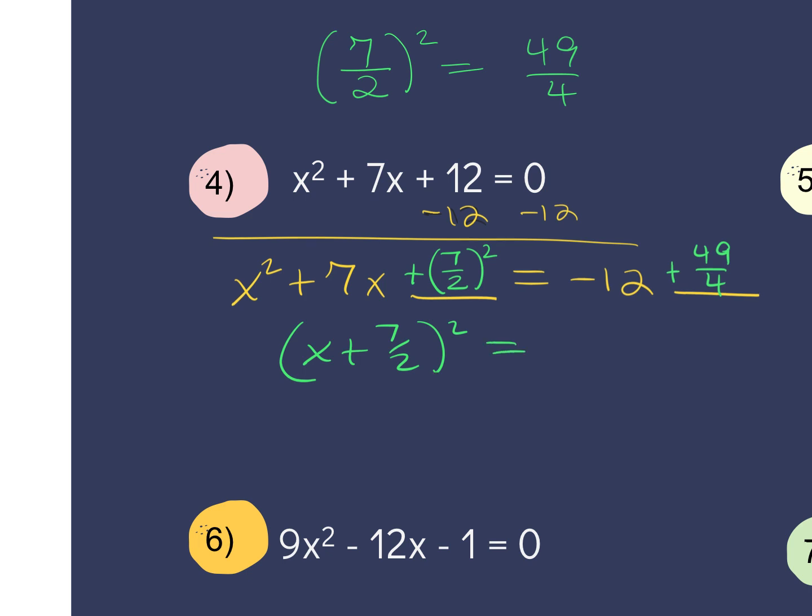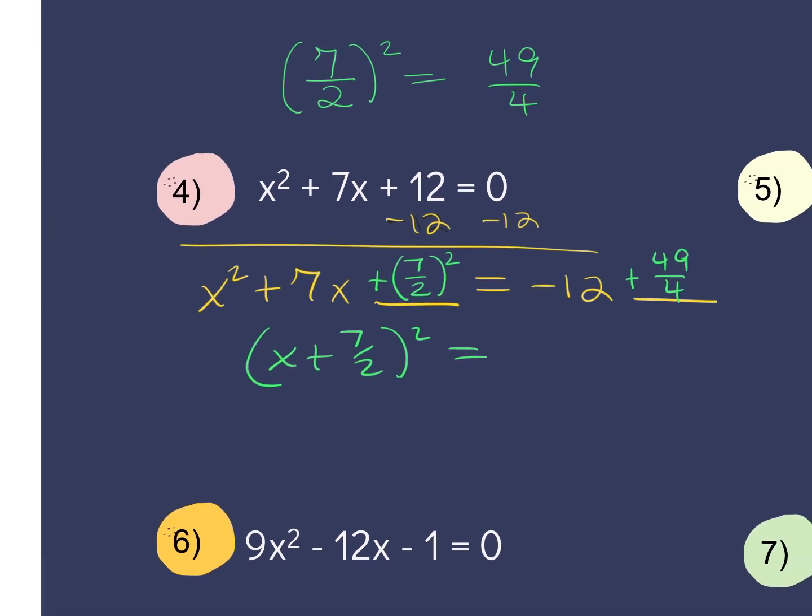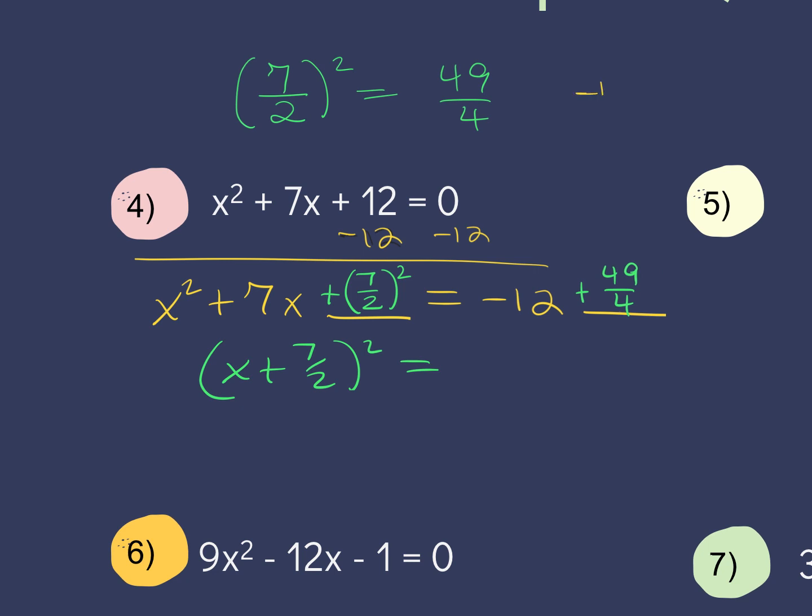However, the right side, I need to find a common denominator because I'm adding a fraction here to an integer. So I need to do negative 12 over 1 plus 49 over 4. My common denominator here is going to be a 4. So I'm going to change the negative 12 and make it negative 48 over 4. Because I'm timesing both the numerator and the denominator by a 4 to make it have a common denominator. Now I can add the fractions. Negative 48 plus 49 gives me 1/4. I now square root both sides of my equation.